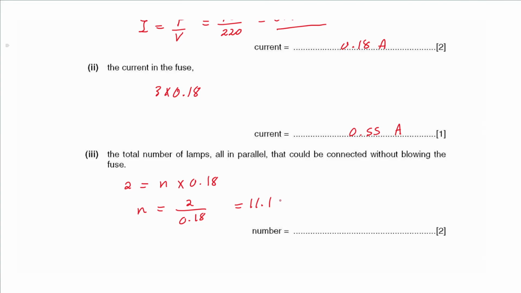If we connect more lamps, the current will increase. So we need to connect less lamps. So 11.1 will be finally 11 lamps. This is not about approximation, this is not about rounding, this is about the fact that if you connect more branches in parallel, the current will increase. If you connect less branches, the current will decrease.